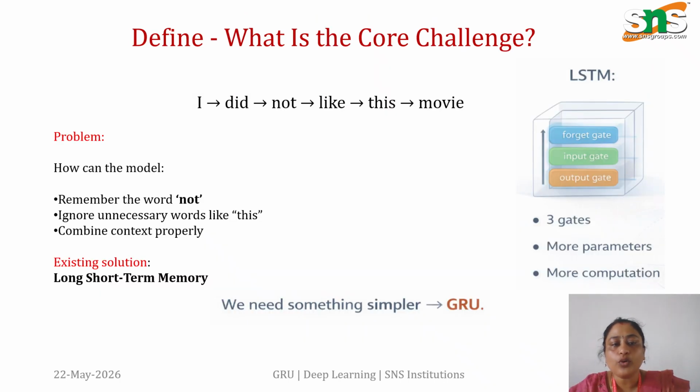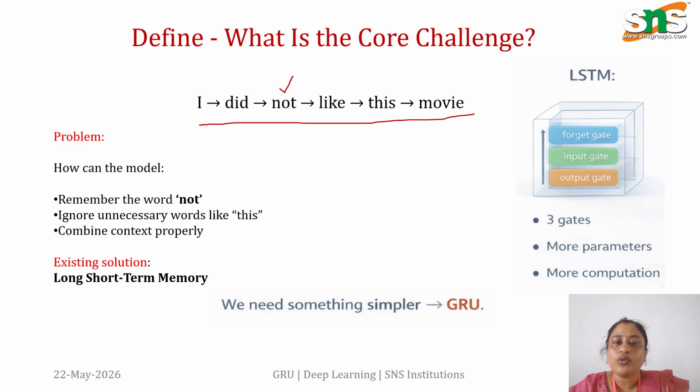Let's understand the core challenge here. When you feed words like "I did not like this movie", the word "not" becomes a major thing. The network should not forget this word "not". The existing solution for avoiding this problem is long short-term memory. In this LSTM, the model will remember the word "not" and ignore unnecessary words like "this", so it combines the contextual text properly. The GRU also does the same thing.